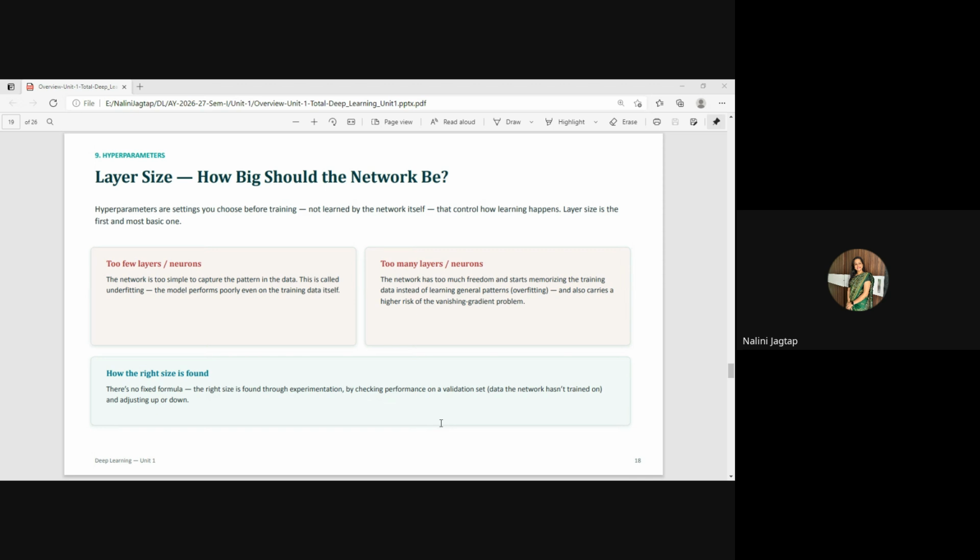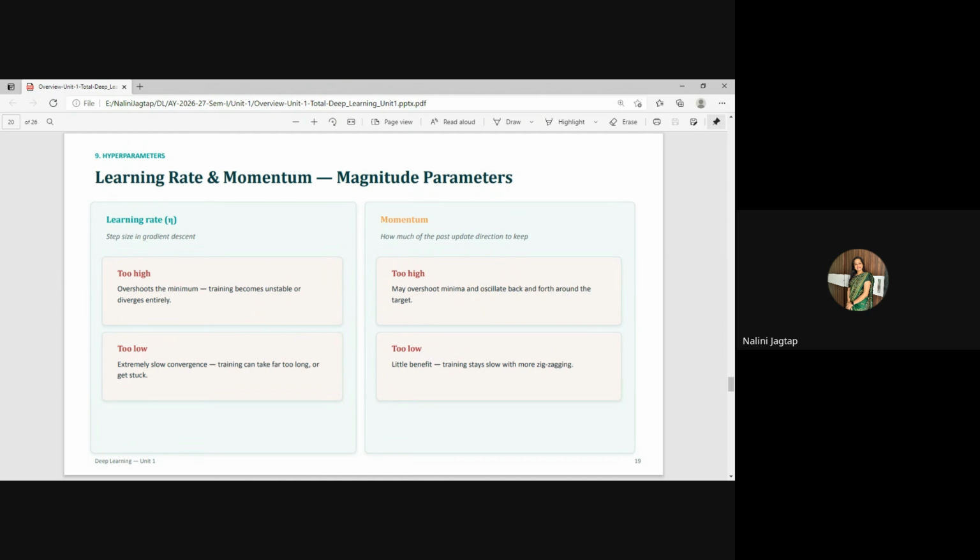That it has never seen before, known as the validation set. Right? So this validation set helps us in setting the size of the network parameter, layer size you can say, and that is one of the hyperparameters. Now moving ahead to the next hyperparameters, which are learning rate and momentum.